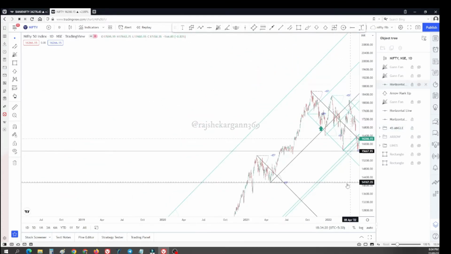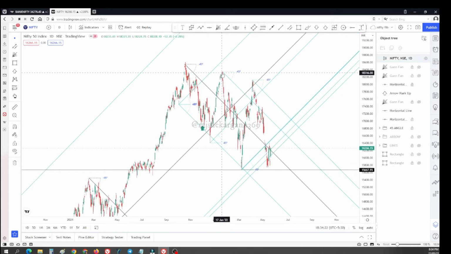Means earlier, after we made a top, from here we came back, went up, and then came back and came close to this 45 degrees, and from there we had a pullback. Now this pullback went up and came back. Now we are at this 45 degrees again, means this is a strong support. And if you remember, this horizontal line is close to the midpoint of medium term target of Nifty.